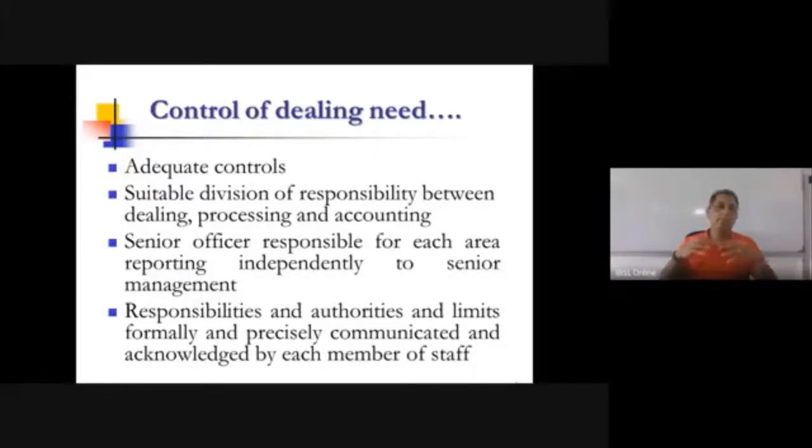And all these limits have to be properly documented and put into the systems so that you know exactly what your limits are. You can't have one limit on one system, another limit on another system, another one on an Excel file. It has to be properly documented in one place, so that when a dealer is doing a deal, he is looking at the right limit. He's not looking at a limit that will suddenly change in the next minute. So he has to be confident that the limits that are there are accurate.